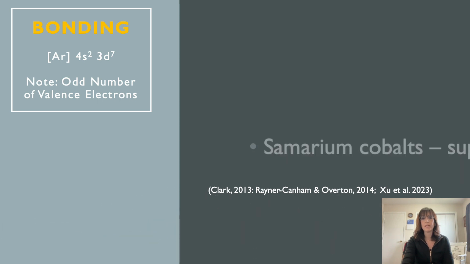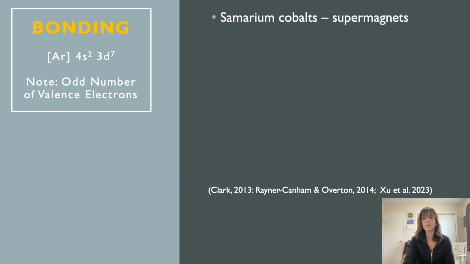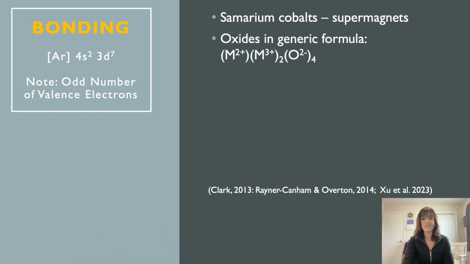Cobalt can form many compounds. Because of the odd number of valence electrons, it's great as a supermagnet when combined with samarium. It forms a variety of oxides with that generic formula. Notice both oxidation states, the +2 and +3, are in that formula, but the +3 always exists 2 to 1 to the +2.